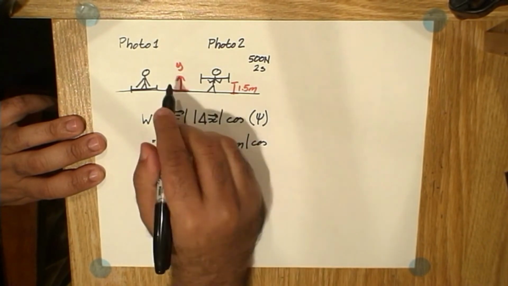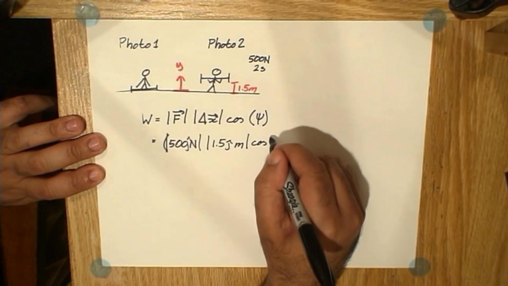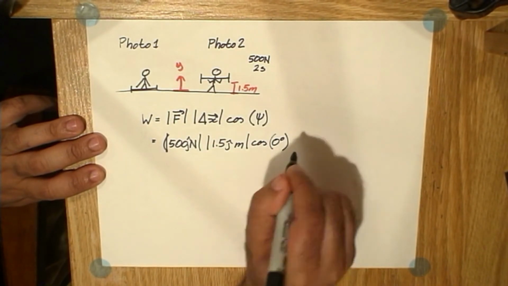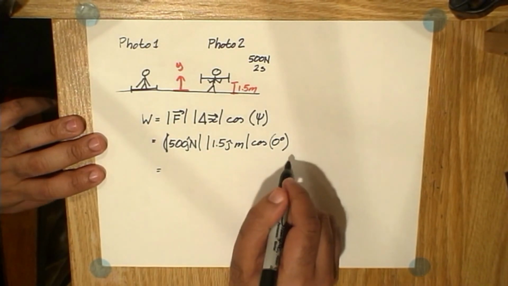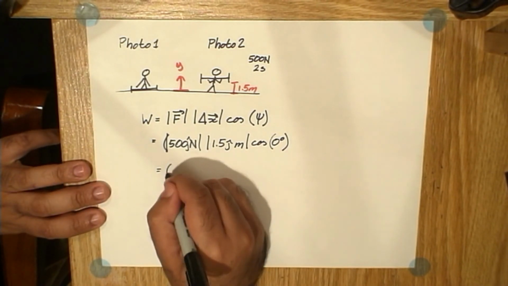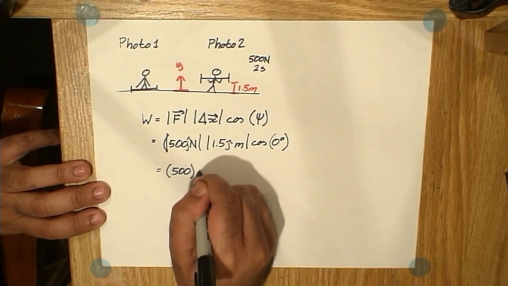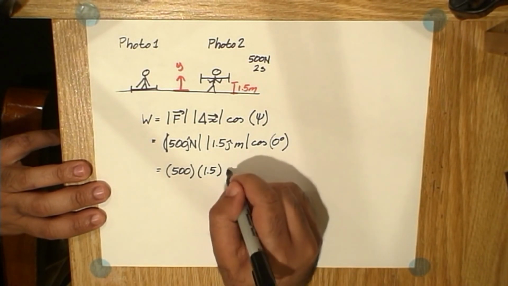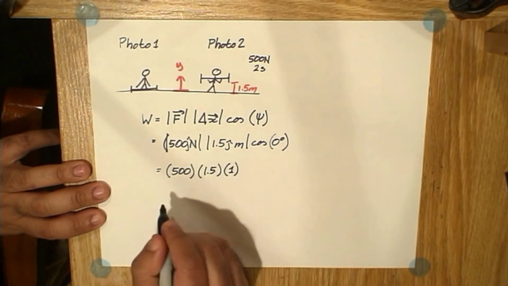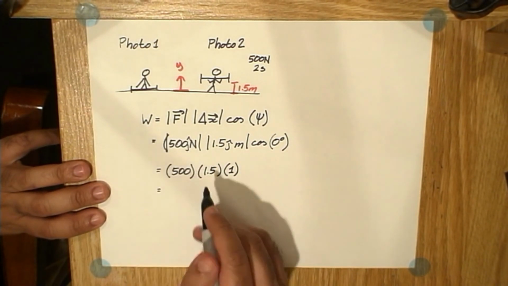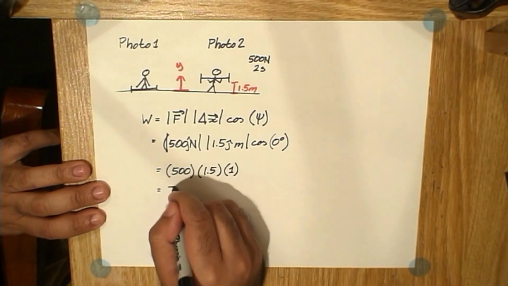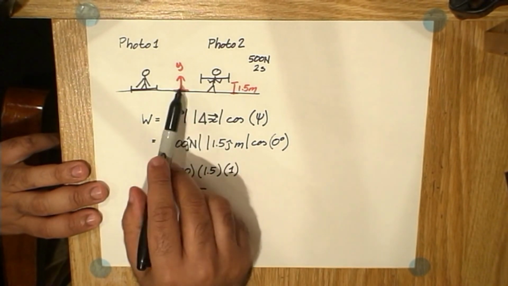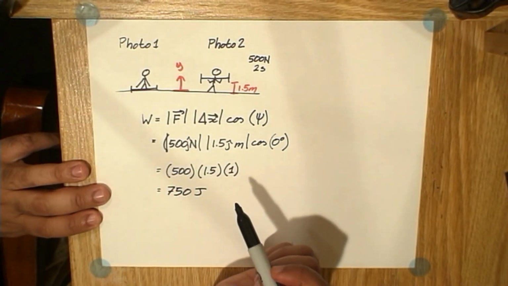And because both of these vectors point in the positive y direction, the angle between these two vectors is 0. So all of this is going to work out to 500 newtons times 1.5 meters times the cosine of 0, which is 1. So the work is going to be 500 times 1.5, which is 750 joules of work to elevate these barbells.